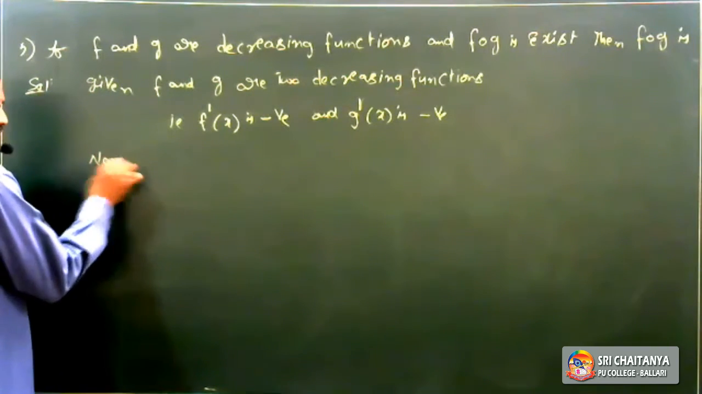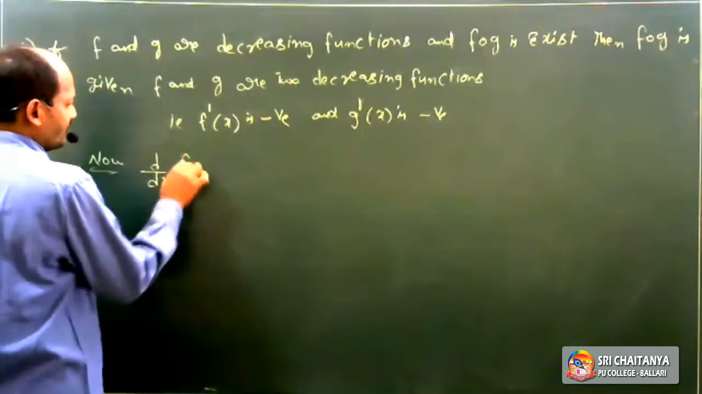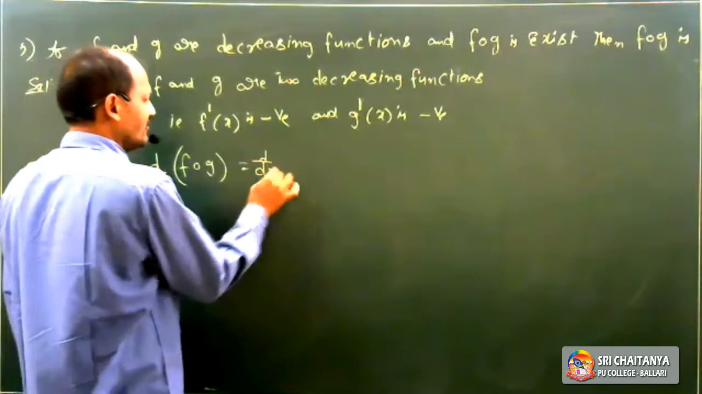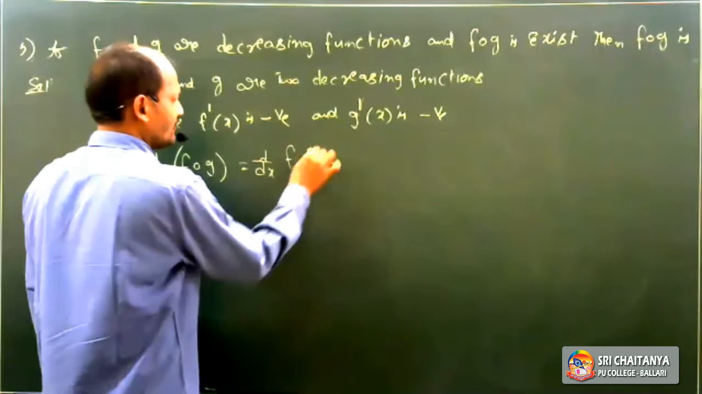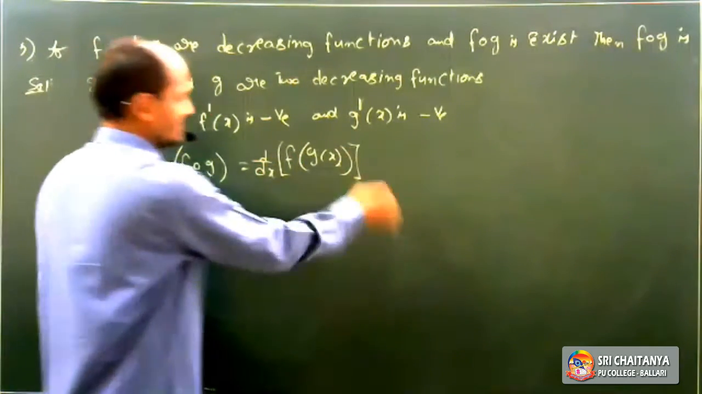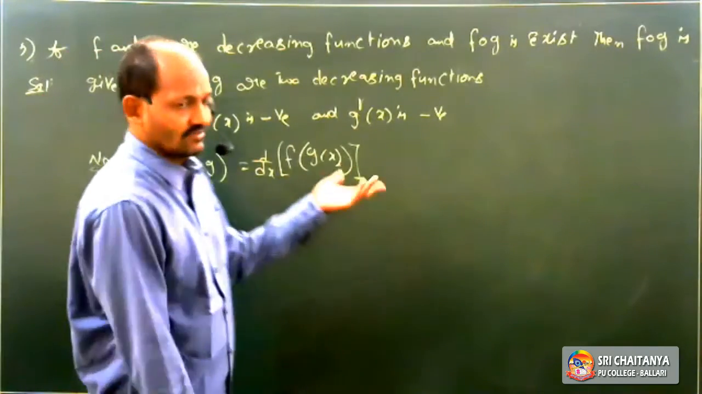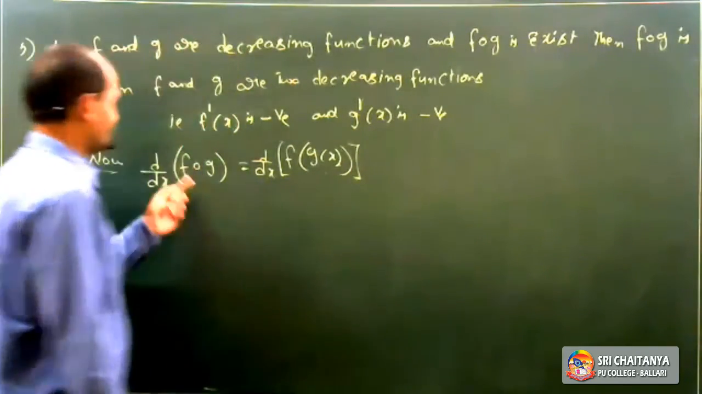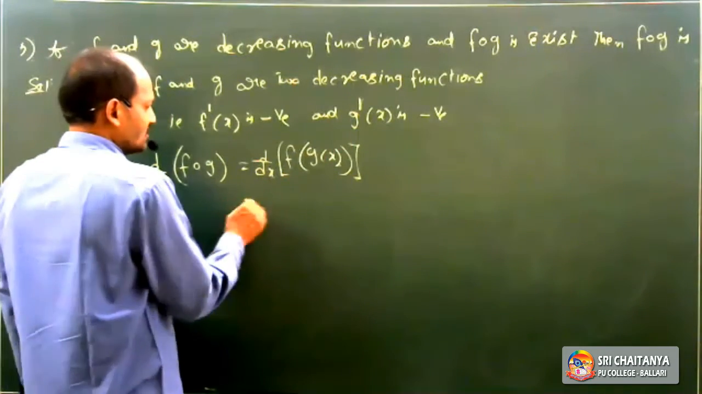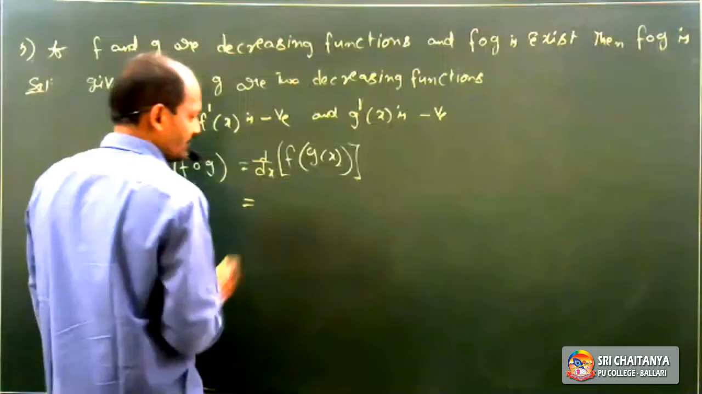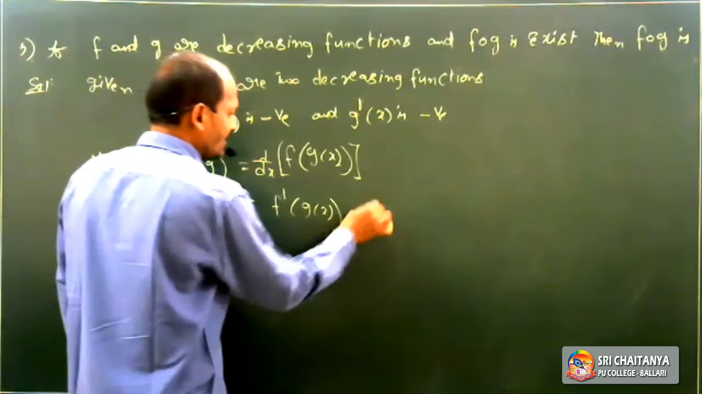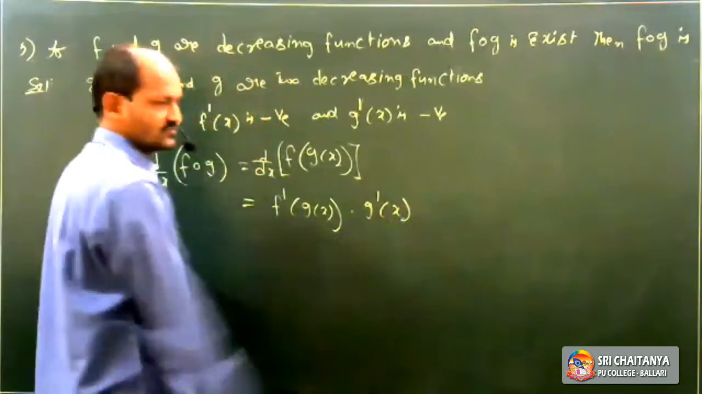Now, the derivative of f circle g, that means the derivative of f of g of x. The function f circle g of x means f of g of x. So the derivative of f of g of x is f dash of g of x into g dash of x.